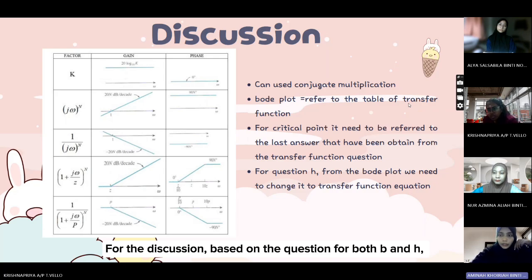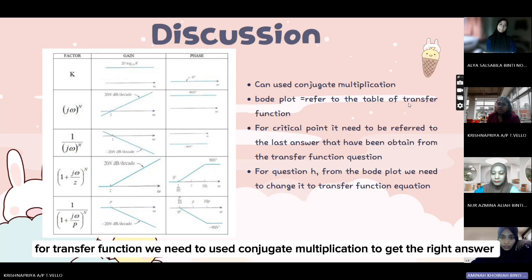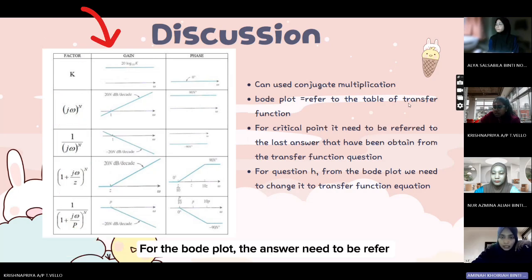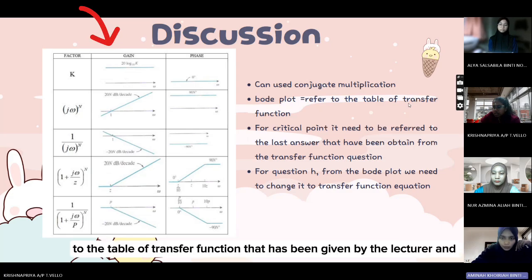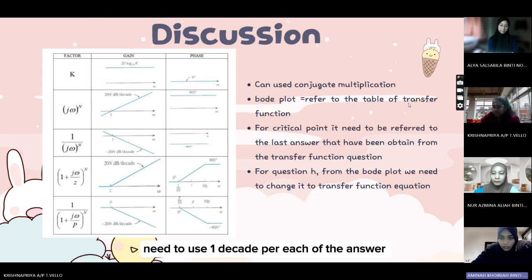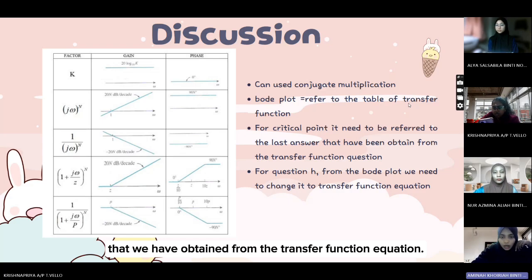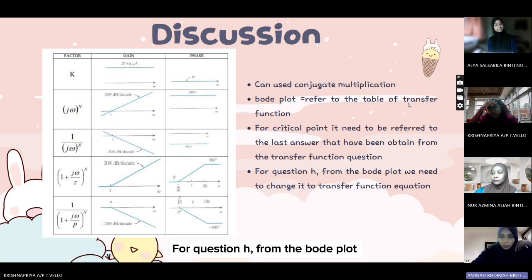For the discussion, based on the question for both P and H, it can be clarified that to solve the question for transfer function, we need to use conjugate multiplication to get the right answer. That will be similar to the table of factor, gain, and phase as per in the note of the lecture. For the Bode plot, the answer needs to be referred to the table of transfer function that has been given by the lecturer and needs to use 1 decade per each of the answer. And lastly, for the critical point, it needs to be referred to the last answer that we have obtained for the transfer function equation. For equation H, from the Bode plot, we need to change it to transfer function equation.